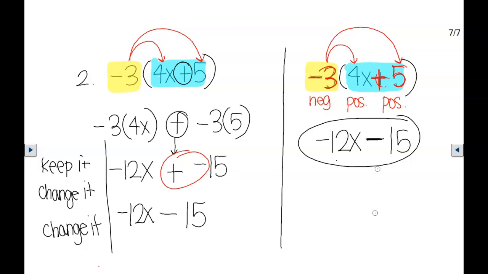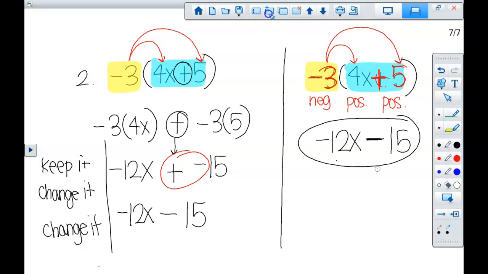So when you do these problems this year, the change that I want you to make is I want you to think about whether each term is a positive or a negative and work with it in that way. All right, let me show you another example.